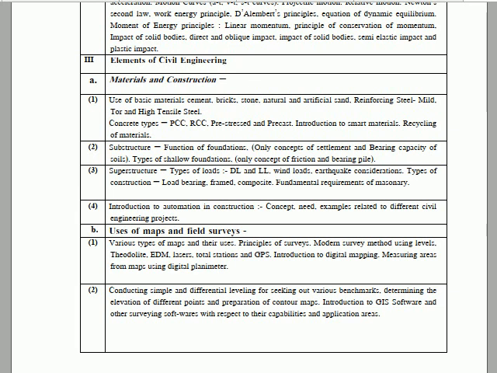After that, conducting simple and differential leveling for seeking of various benchmarks, determining the elevation of different points, preparation of contour maps, GIS, other civil engineering software, AutoCAD, etc.